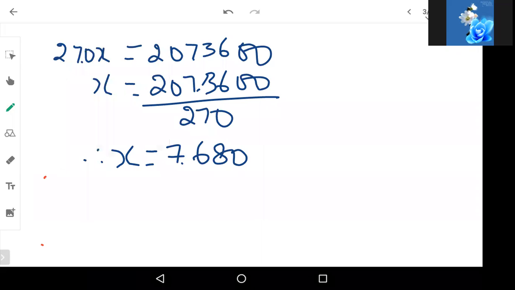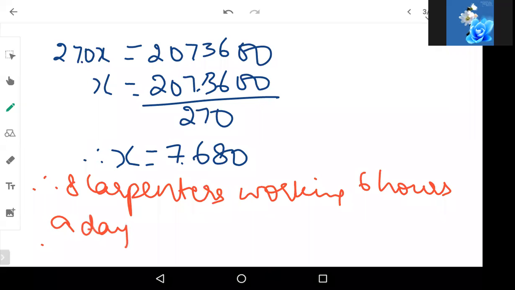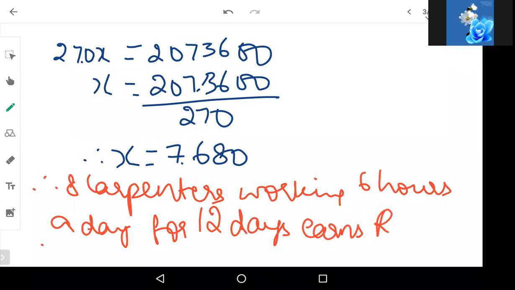Now the conclusion is: therefore, 8 carpenters working 6 hours a day for 12 days earn rupees 7680. Understood? Any doubt here? Okay.